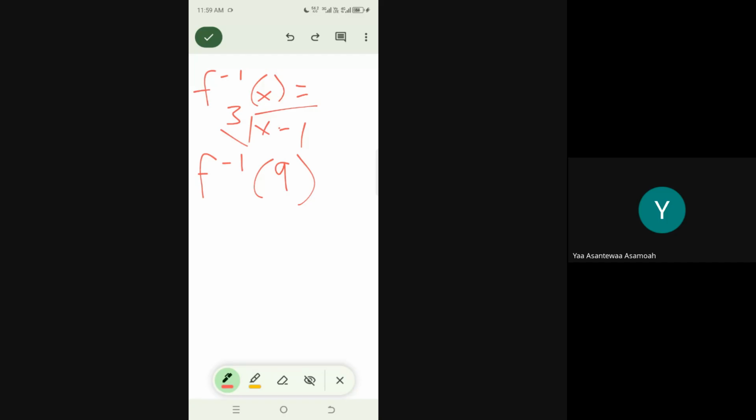Okay, so you have the equation. So this is what we had. Wherever you see x, you just put 9 there. So this is how you do it. 9 minus 1 is 8, and the cubic root of 8 is 2. Please, is it okay? Okay.